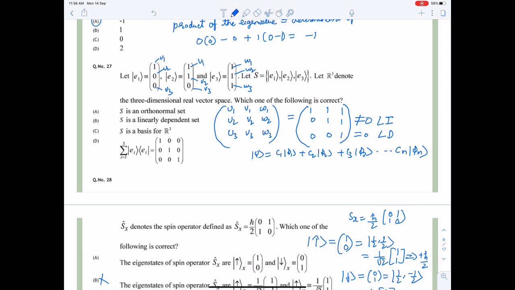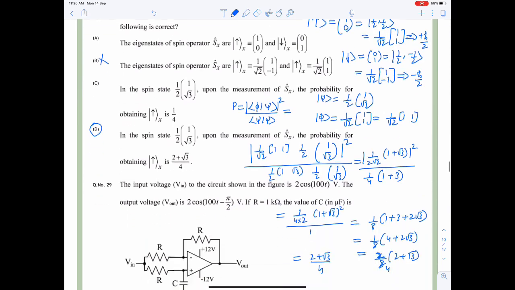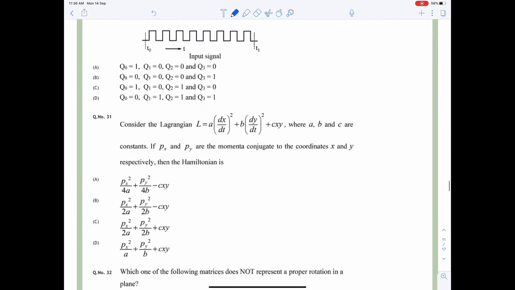So now you can clearly see that the answer is number C. Answer number C is your correct answer. Okay, so this is your C. Now we will move to our next question, that is question number 31.